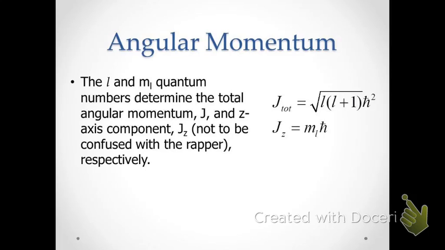The quantum numbers n, l, and m sub l actually then represent the angular momentum, where l is used to determine the total angular momentum of the electron, and m sub l is used to determine the angular momentum of the electron with respect to the z-axis.